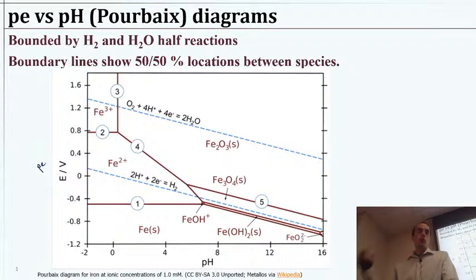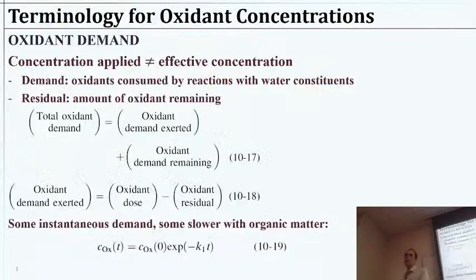This would be called a Pourbaix diagram. And this is showing essentially equilibrium lines where we have 50% of one or the other species along each of these lines. So we could plot it as pE versus pH. This is a common thing to do.